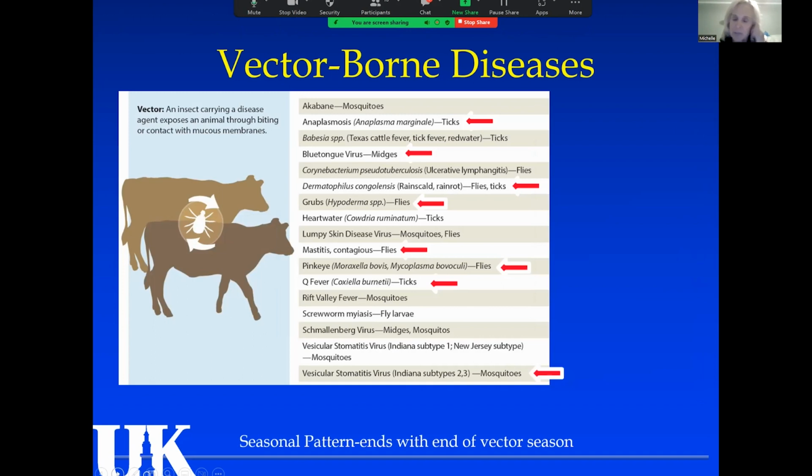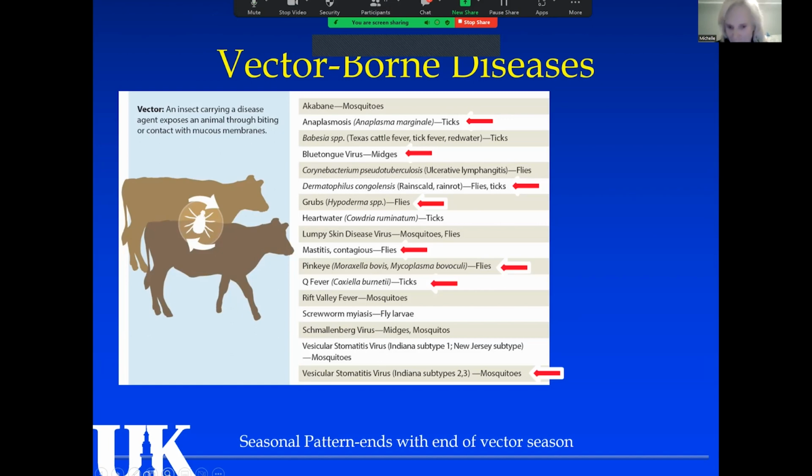So vector-borne diseases, in case you're not familiar with them, are diseases that are carried by an insect agent. And so they get into the animal either through biting or contact with mucous membranes. Some of these are also blood-borne, so the vector actually is just moving the blood from one to the other. So there are other ways that the diseases can be transmitted besides just the insect, but this would be the biological vector.